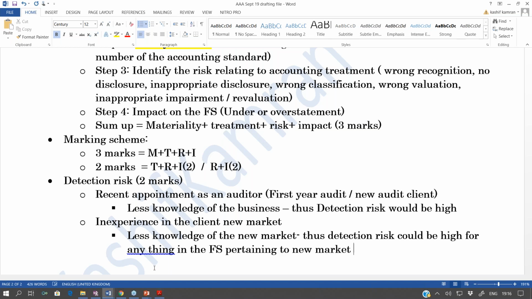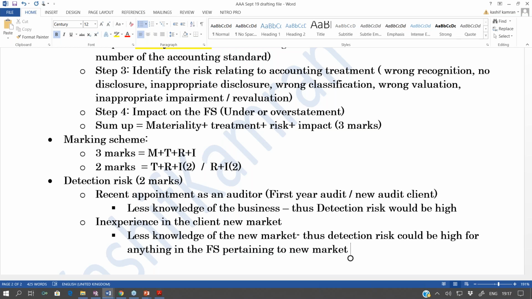Can you understand the difference between the first and the second point? Is the first point more broad? The recent appointment: the first point is more broad, right? The second point is more narrow, less knowledge of the new market. So thus detection risk could be high for anything in the financial statement pertaining to the new market.